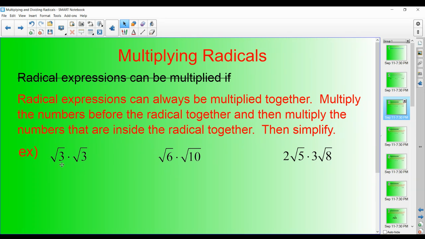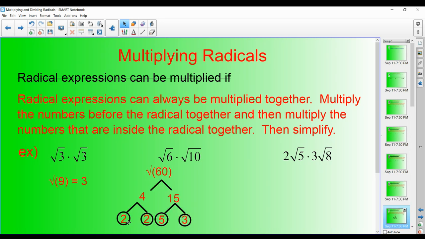For example, square root of 3 times square root of 3 becomes square root of 9, and we know that square root of 9 is 3, so I don't even have to make a factor tree for that one. So if you multiply a square root by itself, it just becomes that number. Now square root of 6 times square root of 10, we multiply that together to get square root of 60, and then we have to simplify it to get our final simplified radical expression.